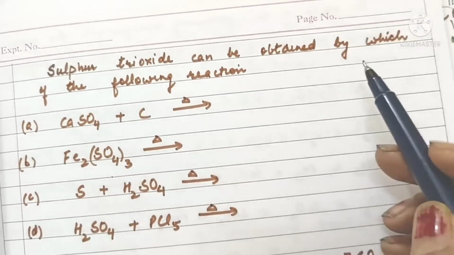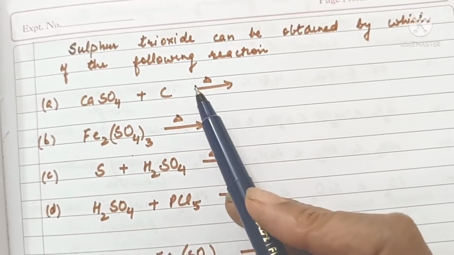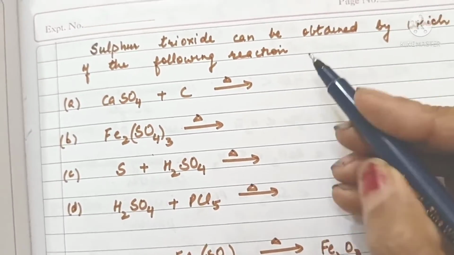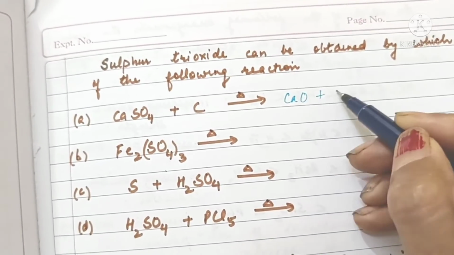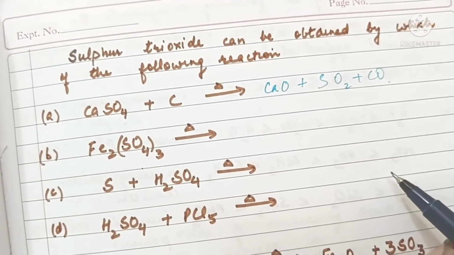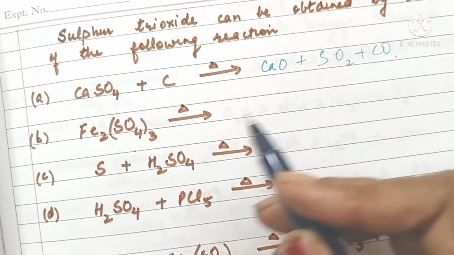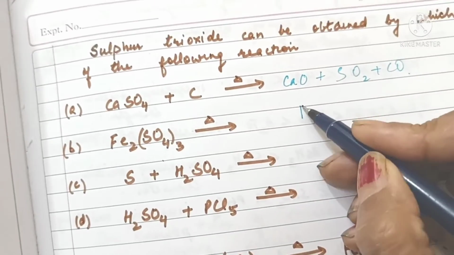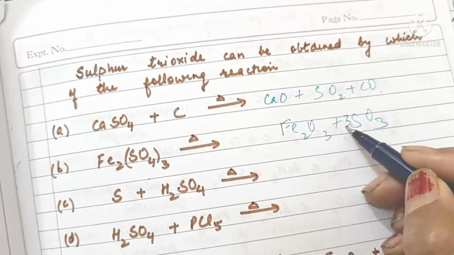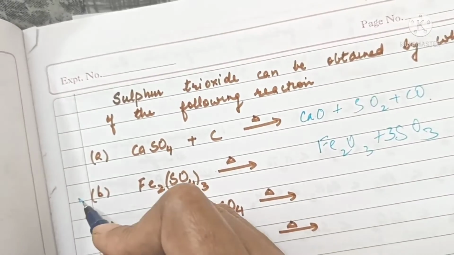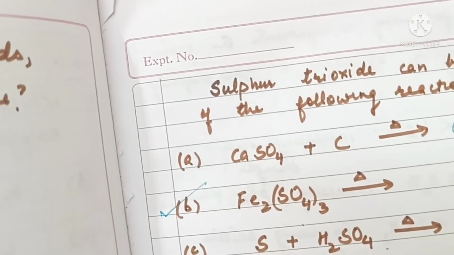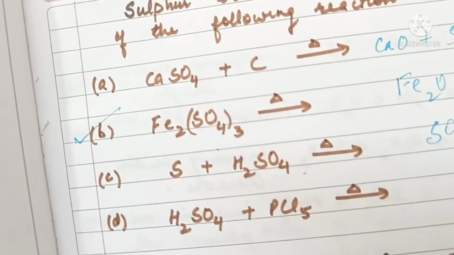Sulfur trioxide can be obtained by which of the following reactions? So calcium sulfate plus carbon will give calcium oxide plus sulfur dioxide plus carbon monoxide. There is no sulfur trioxide. Ferric sulfate forms ferric oxide plus sulfur trioxide. So this is the correct answer. Sulfur plus sulfuric acid will give sulfur dioxide plus water, no sulfur trioxide.